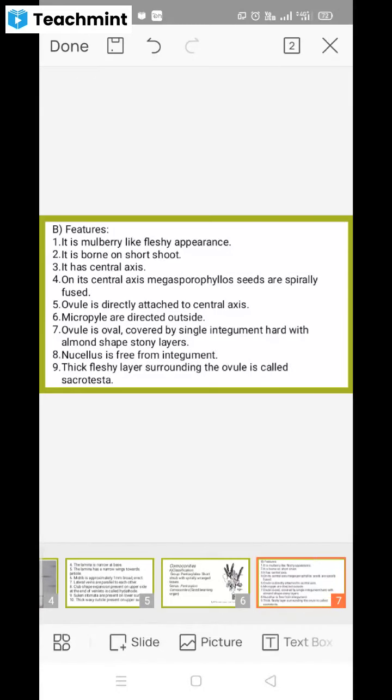So these are the characters of this Pentoxylon Cornoconites. First of all, you have to describe the mulberry like fleshy appearance. Then where it is present: it is present on the short shoot. And on the central axis, these megasporophyllous seeds are spirally arranged. These ovules are always attached to the central axis and the micropyle is towards the outside. So this ovule is oval shaped. They are covered with a single integument.